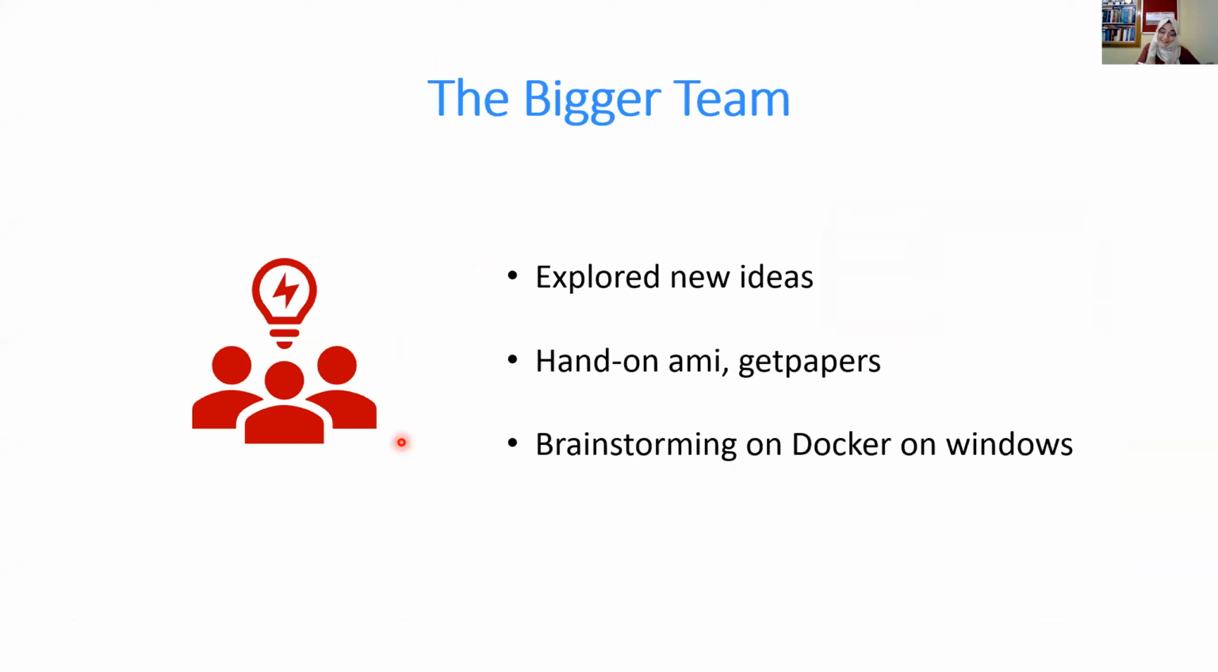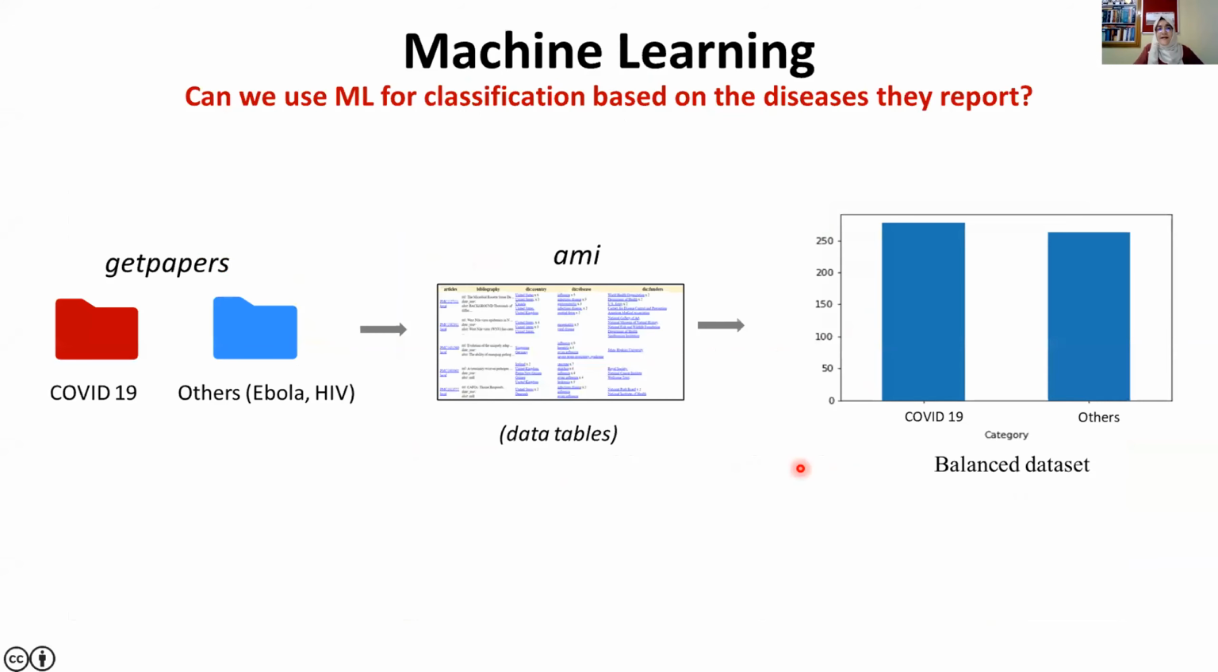So with this bigger team, we explored new ideas. We did hands-on Amy and Get Papers sessions, and some of our new members are so good now that they can give tutorials to other people. And brainstorming on running Docker on Windows was also tried. We also tried our hands at some machine learning, asking the question, can we use machine learning for classification based on diseases, based on the papers that they are reported in?